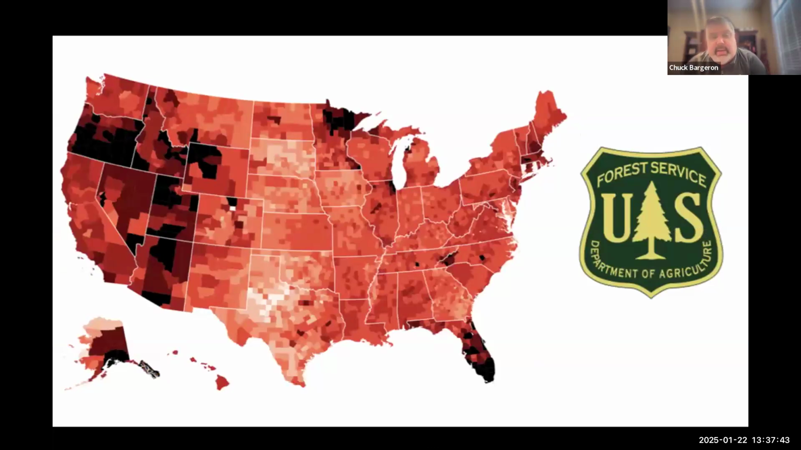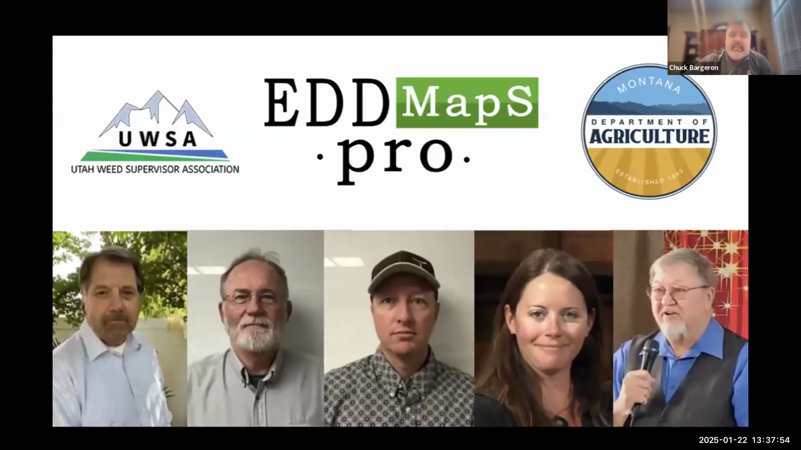This was a density map at one point of where data was in the US. We continued to expand EDDMapS into other parts of the country and expand where we were collecting data. Utah and Montana came to us, and here's some of the partners, and they said, we need a way to really manage this data going forward.